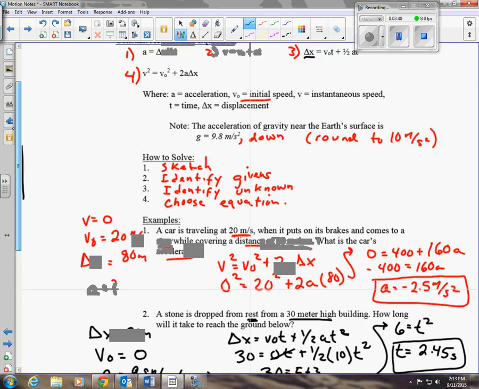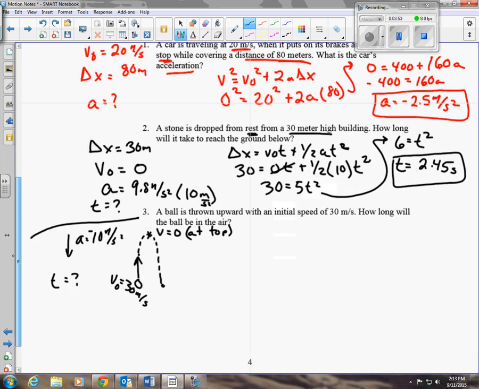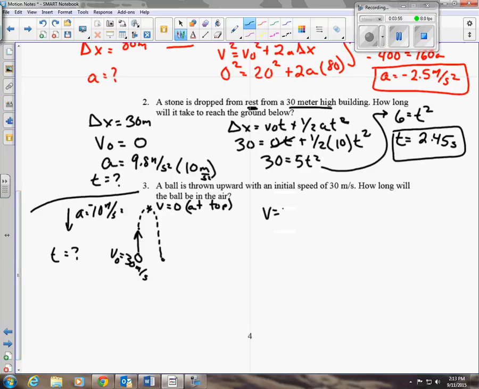My easiest one to use in this case is going to be number 2 here. v is v0 plus at. So, v is v0 plus at. My velocity is 0 equals v0, which is 30, plus my acceleration, negative 10, times t. I would subtract 30 from both sides, and then my time ends up being 3 seconds. Now, that's why I wanted to have that acceleration negative. If I don't, I end up with a negative value for the time, which doesn't make any sense.